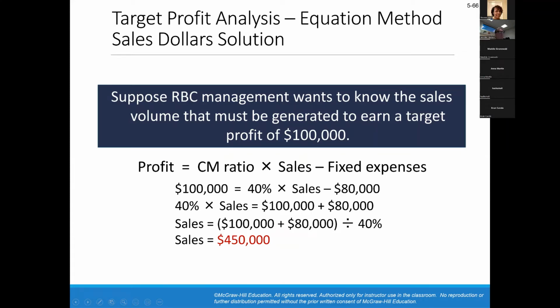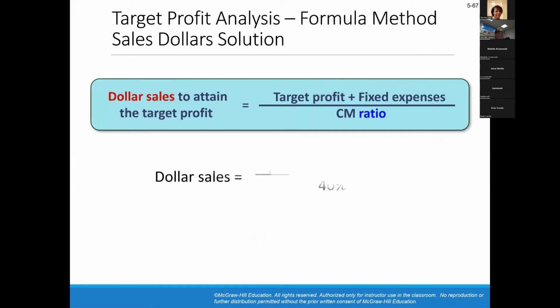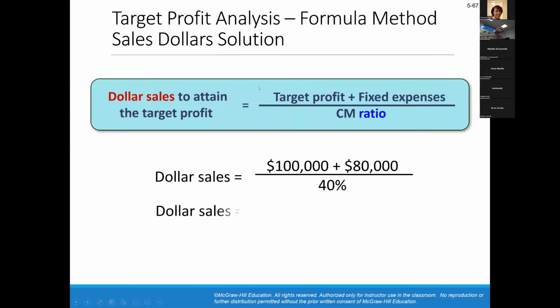So we're using the contribution margin ratio for that. And this is the other way you can do it. You can just take the target profit plus the fixed, add them together, and divide by 40% to come up with your sales of 450,000.